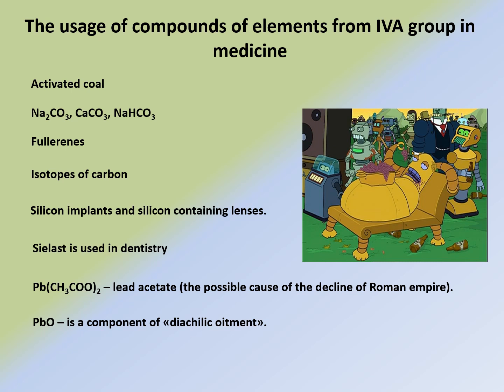And Pb(CH3COO)2, this is lead acetate. Lead acetate. And the cool thing is that some scientists believe that this is the possible cause of the decline of the Roman Empire. Have you recognized this picture, by the way?